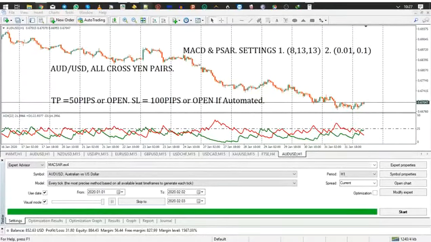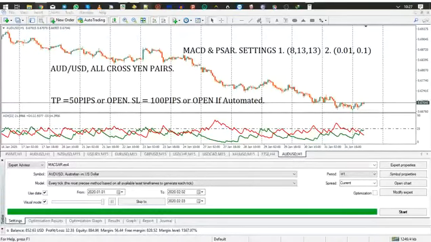We're going to be using two simple technical indicators: the MACD and the parabolic stop and reverse, or PSAR for short. The settings for the MACD are going to be 8, 13, and 13, and the settings for the parabolic stop and reverse will be 0.01, 0.1. My recommended trading pairs for this strategy are Australia US dollar and all cross yen pairs. The reason is that they are trending, they hold trends for quite a while.